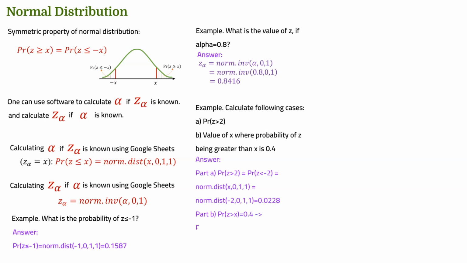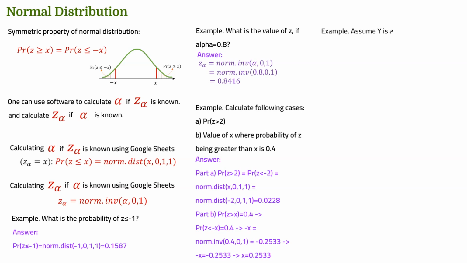For part B, probability of Z greater than X is 0.4. Probability of Z less than minus X is also 0.4 based on the property. So minus X is the norm.inverse of 0.4, which is minus 0.2533. So minus X is minus 0.2533, so X is 0.2533.